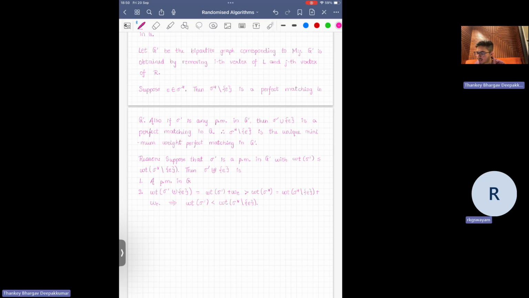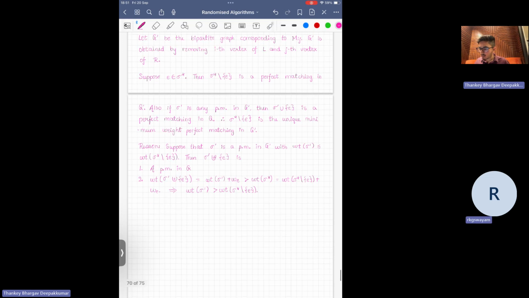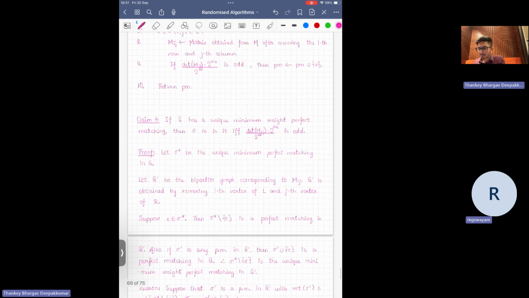But what is the weight of sigma star? The weight of sigma star is equal to the weight of sigma star minus E plus the weight of E. So now I can cancel these two out and I get that the weight of sigma prime is strictly greater than the weight of sigma star minus E. So, contradiction, right? Something like this cannot exist. So sigma star minus E is a unique minimum weight perfect matching in G prime.